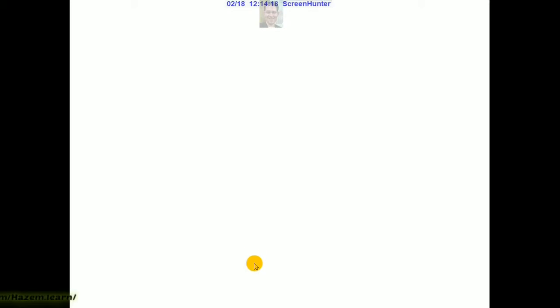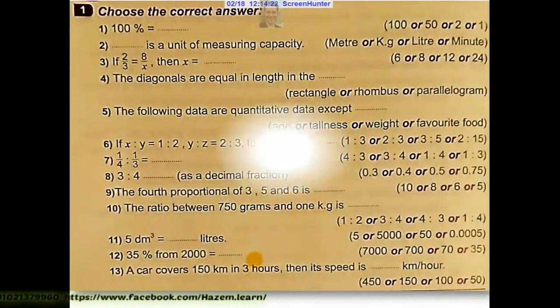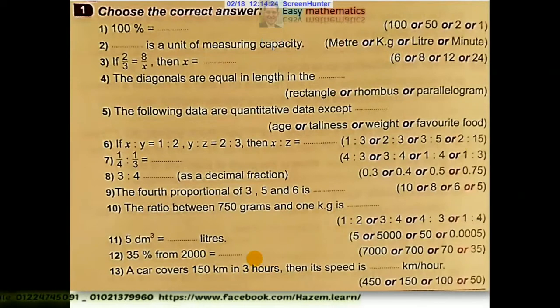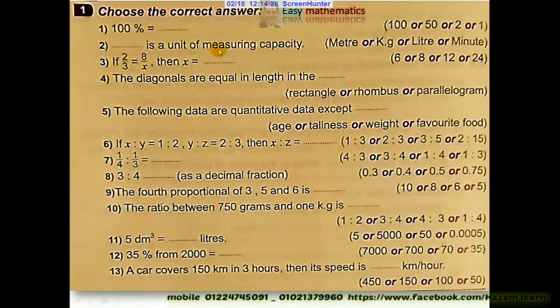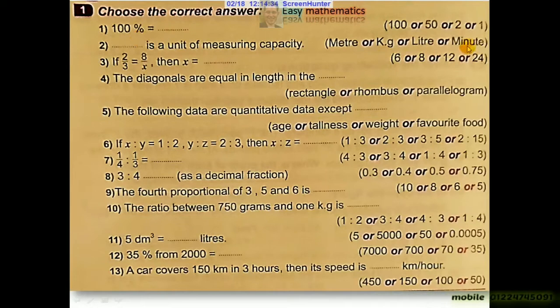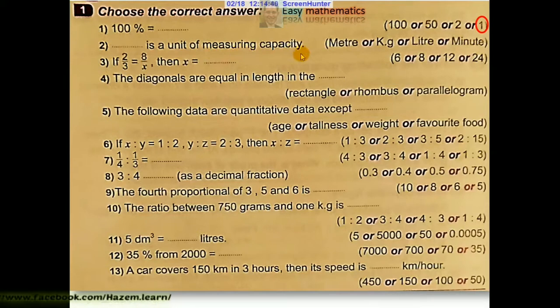Let's see the first question here from page Easy Mathematics. Choose the correct answer. Number 1. 100% here equals what? 100% means 100 divided by 100. So it will be equal to 1. Number 2. What is a unit of measuring capacity? The suitable unit here will be liter.